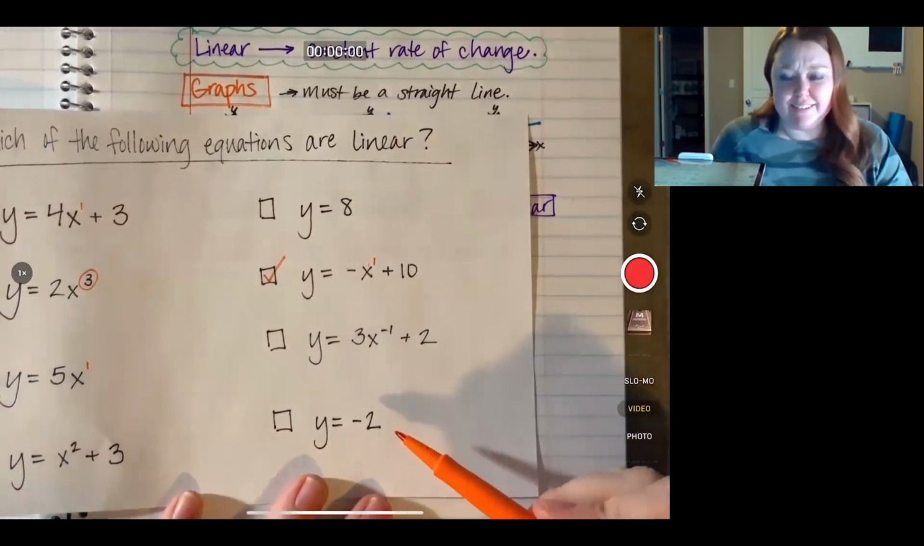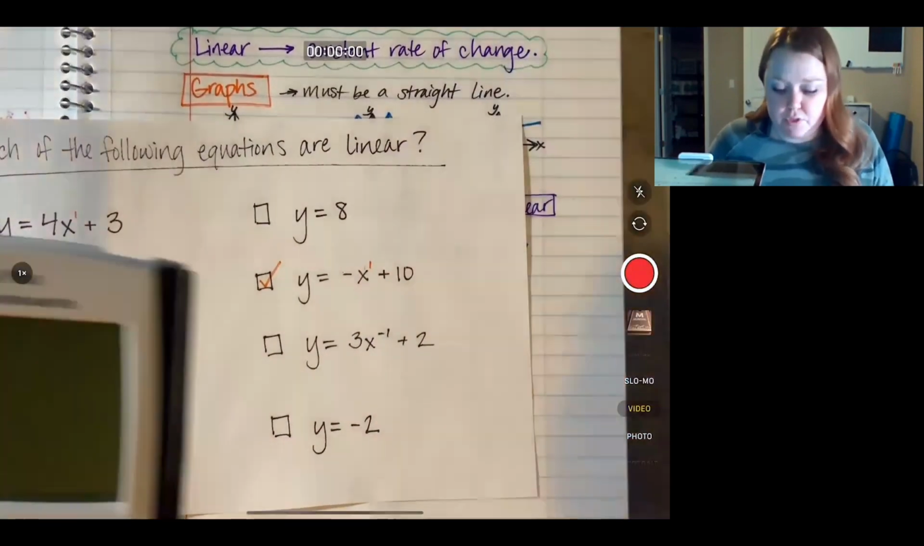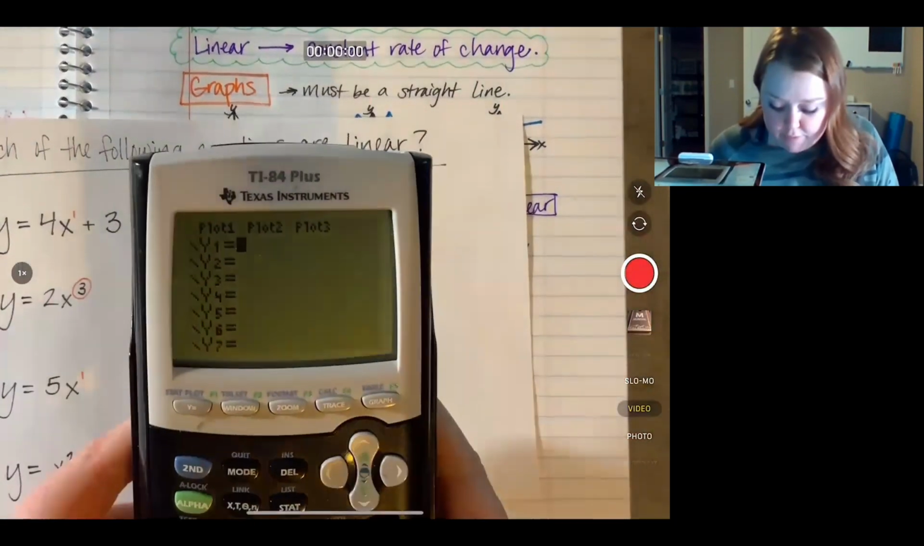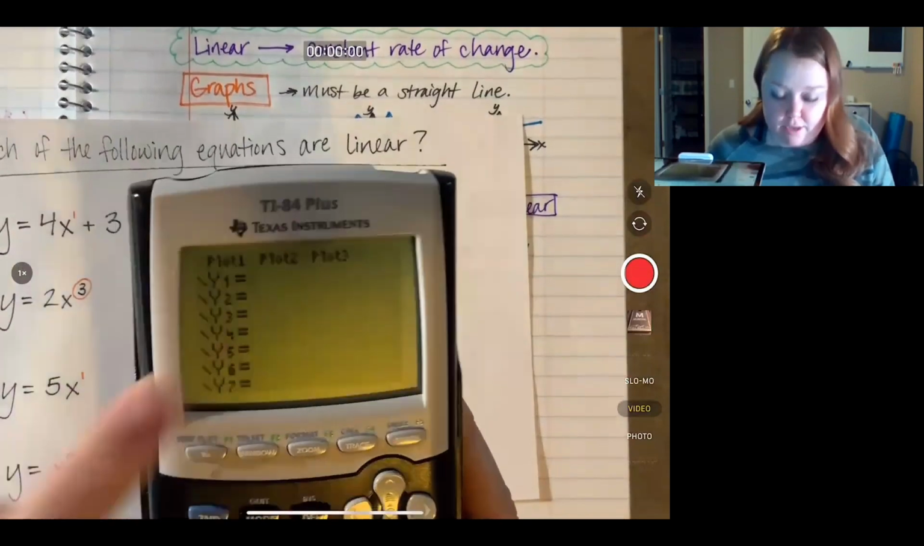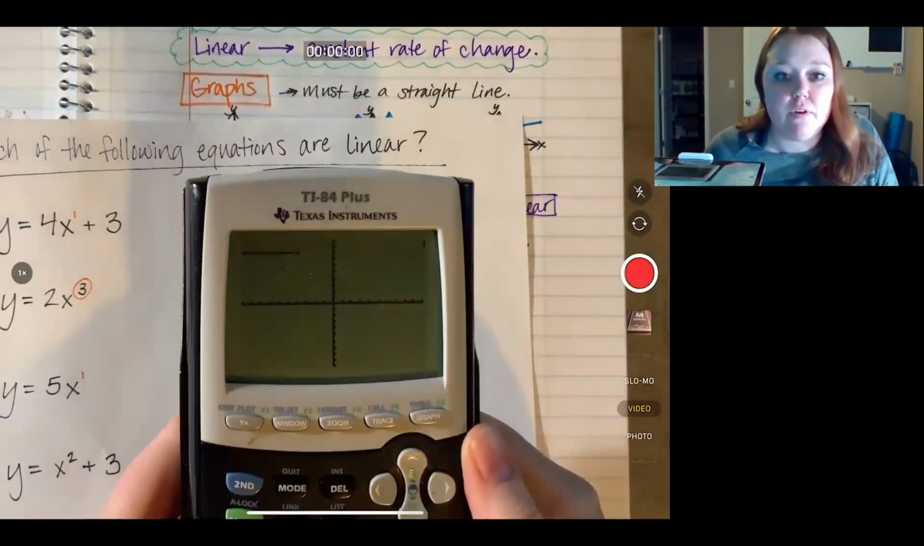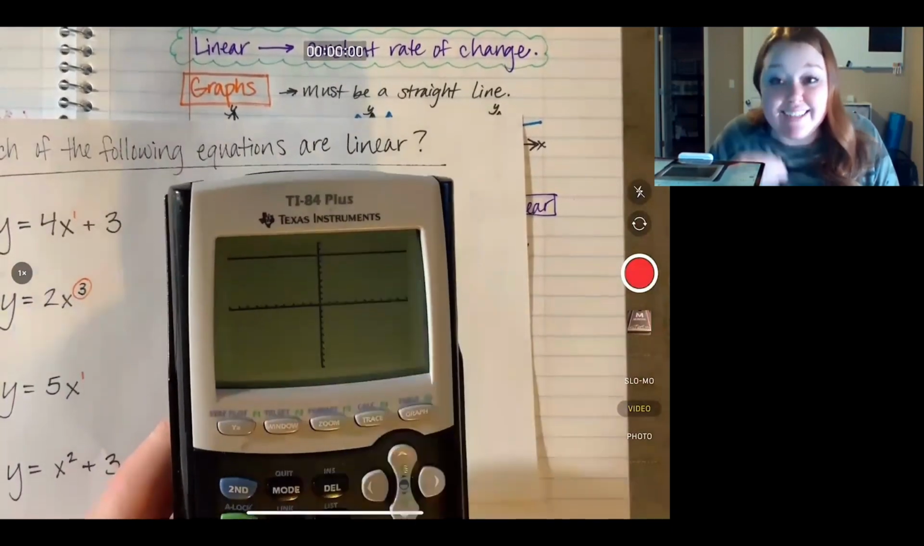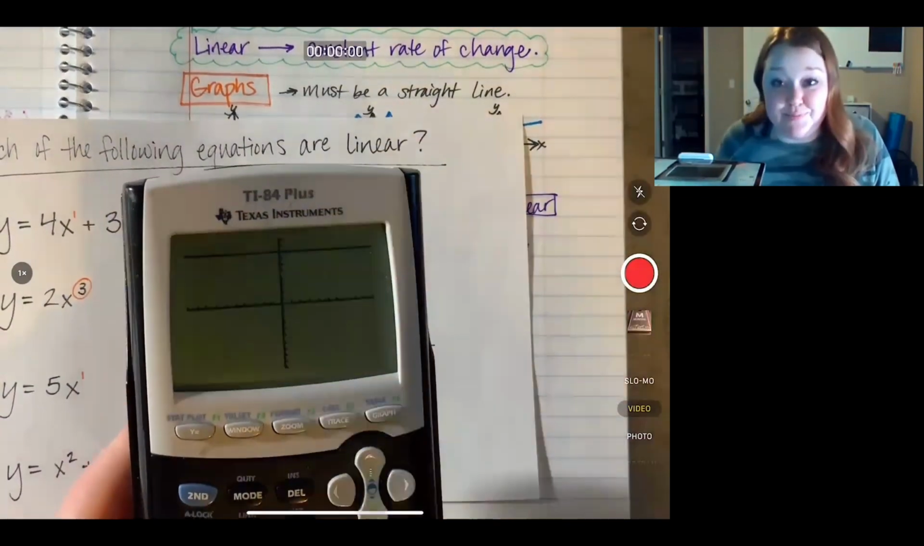And then, y equals -2. There's no x. So we need to figure out what happens if there's no x involved. So I'm going to show you on a graphing calculator. If I were to type in y equals 8, I'm going to graph that for you. Oh my gosh, it's horizontal, it's straight across. But is it a straight line? Yes.